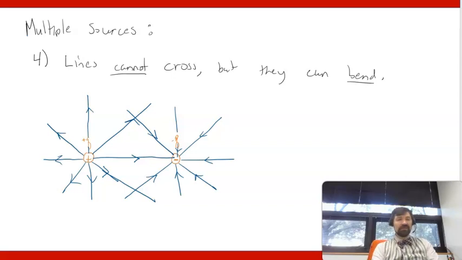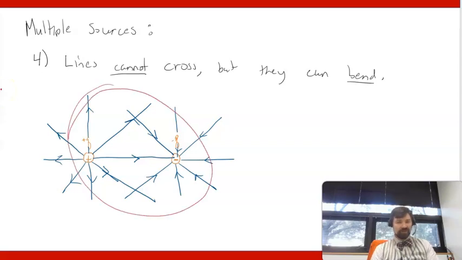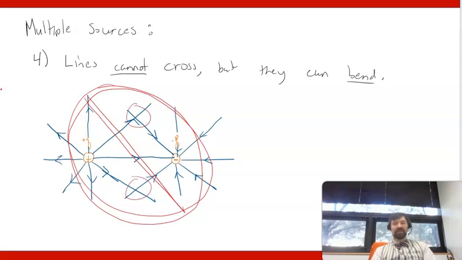So here's the problem. We have lines which are crossing each other. So I'm going to draw a big red no sign for this, because we've got lines that are crossing each other here. These two are crossing and these two are crossing, so that's a no.